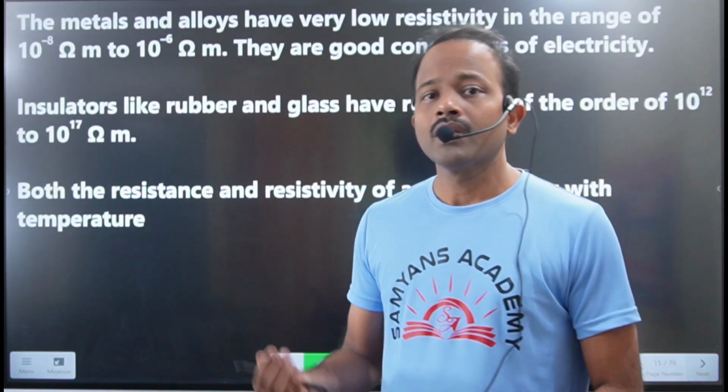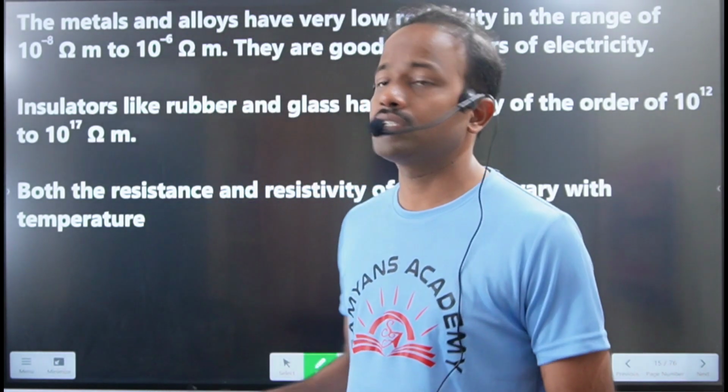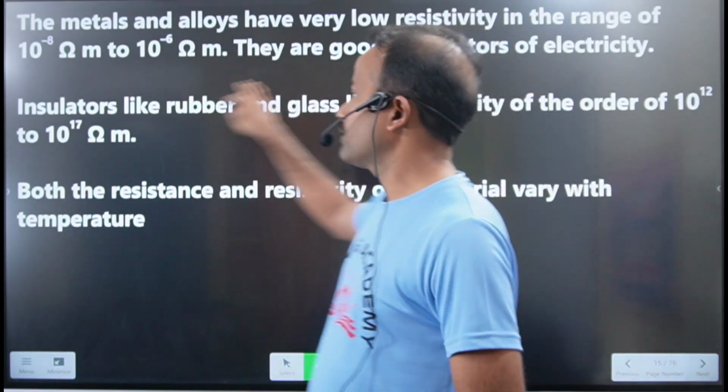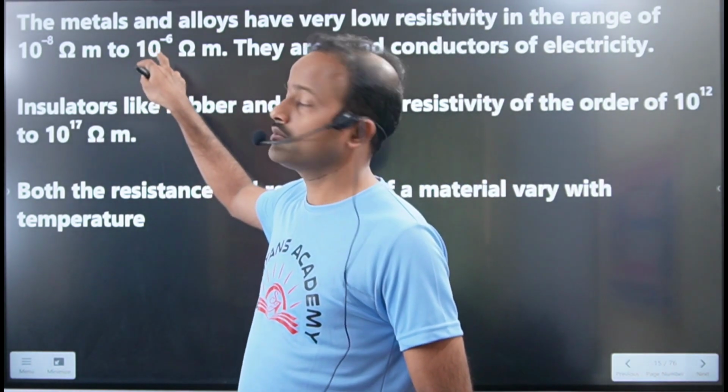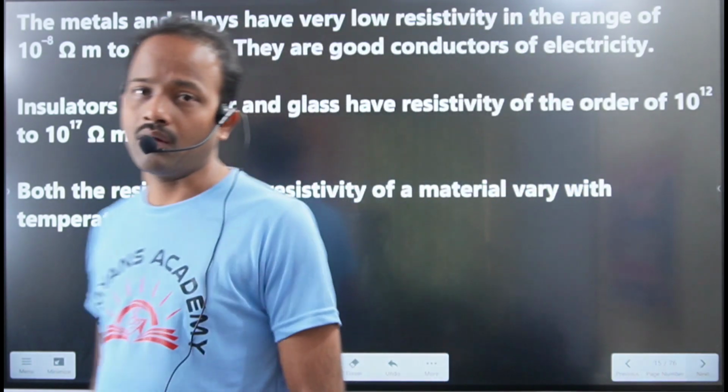ఇన్సులేటర్ అంటే ఏంటి? They do not allow the flow of charge through it. We call it an insulator. Insulator లో resistivity value చాలా ఎక్కువగా ఉంది, 10 to the power of 12 ohm meter, 10 to the power of 7 ohm meter. Conductor లో resistivity values చూడండి, 10 power minus 8 ohm meter, 10 power minus 6 ohm meter అలా ఉన్నాయి.